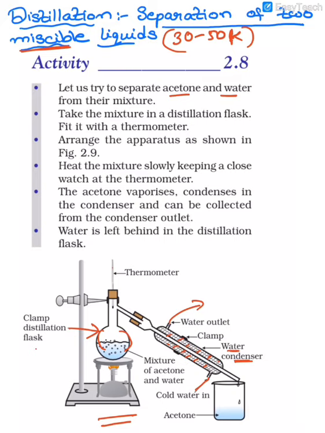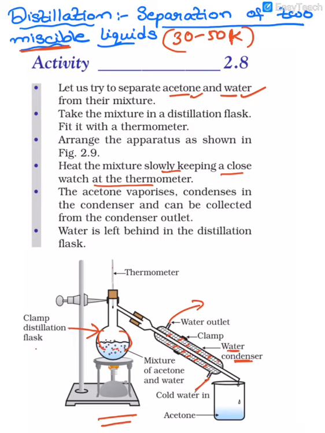Now what we do here is we take the mixture of acetone and water in this distillation flask and then we start heating it. We start heating this distillation flask slowly and we keep a watch on the thermometer. Now acetone vaporizes first. Acetone will vaporize first. So acetone starts vaporizing.